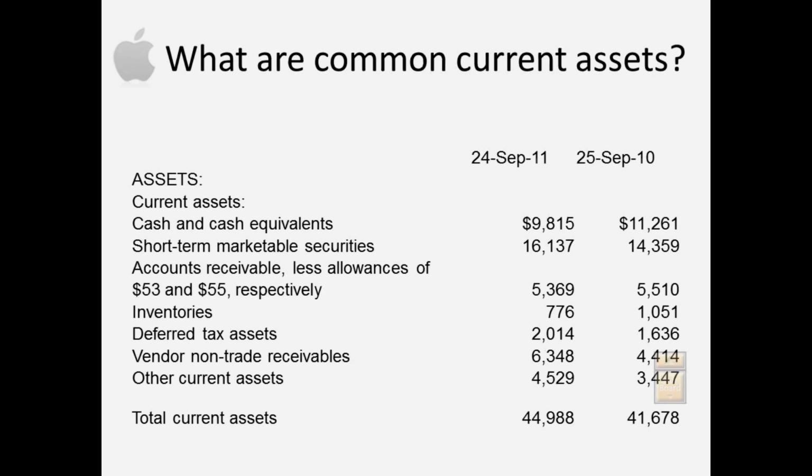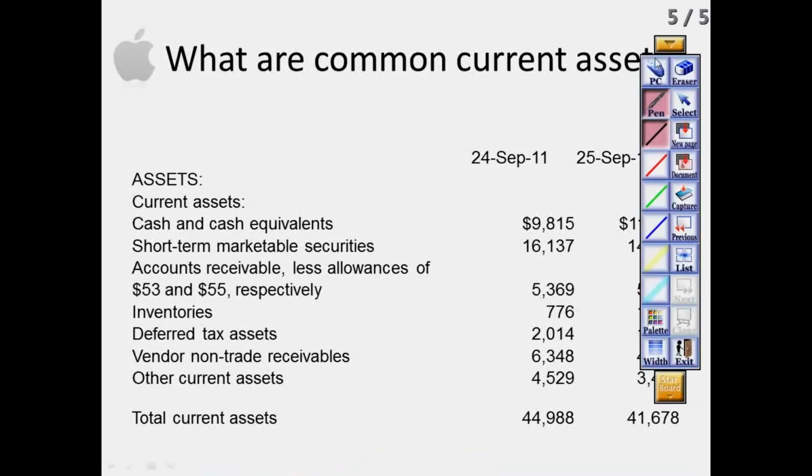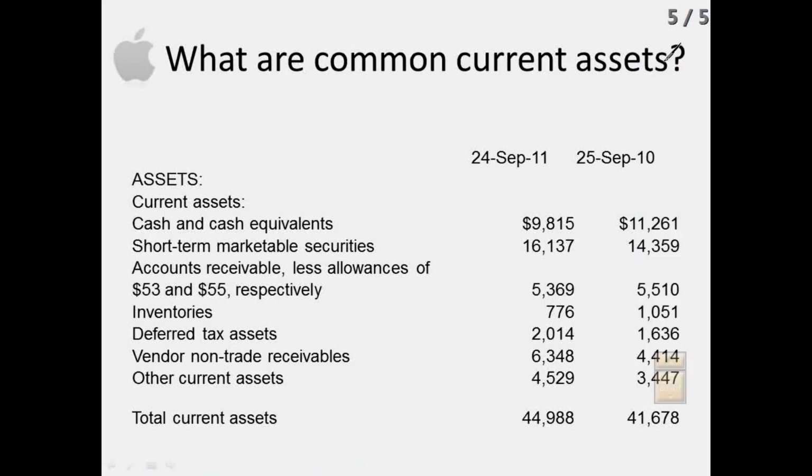Okay, so let's look at what we see on a normal company, not just your regular company, like a really good one. So what are their current assets? So they have cash and cash equivalents, marketable securities. Why do they have so many marketable securities? Well, they have so much cash they don't know what to do with it, so they can't just leave it in the bank, so they put it in other kinds of securities. Okay.